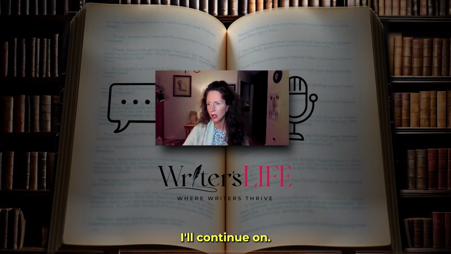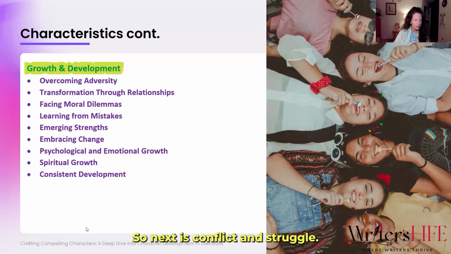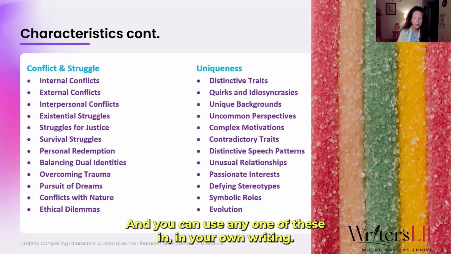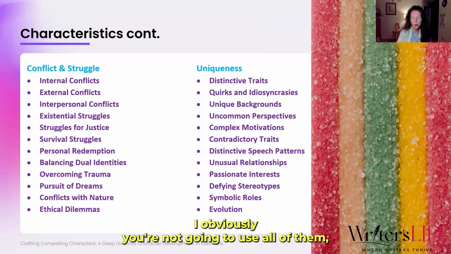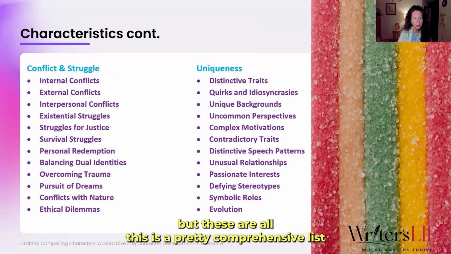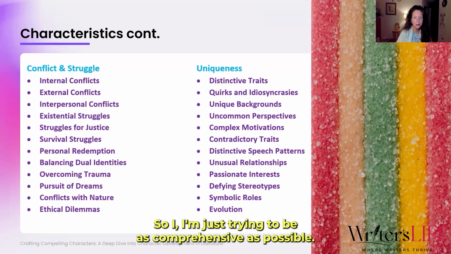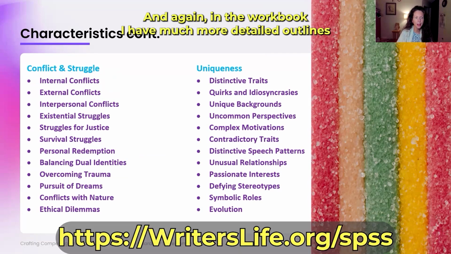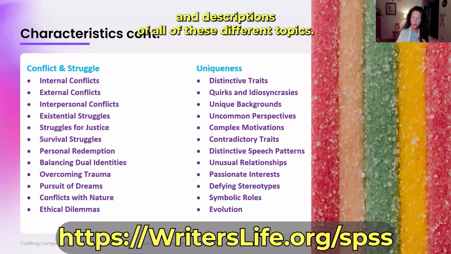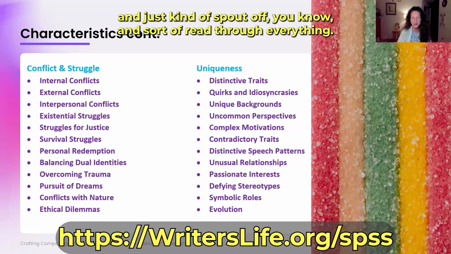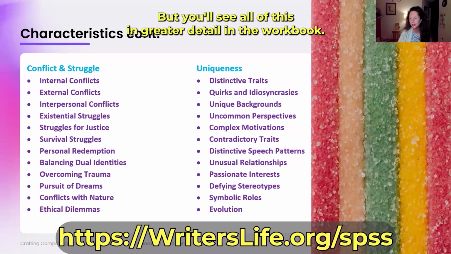Okay, so next is conflict and struggle. There are different types of conflicts that shape a character's journey, and you can use any one of these in your own writing. Obviously you're not going to use all of them, but this is a pretty comprehensive list of different characteristics that you can use. So I'm just trying to be as comprehensive as possible. And again, in the workbook, I have much more detailed outlines and descriptions of all of these different topics. I just didn't want to pack everything into the training and just read through everything. But you'll see all of this in greater detail in the workbook.